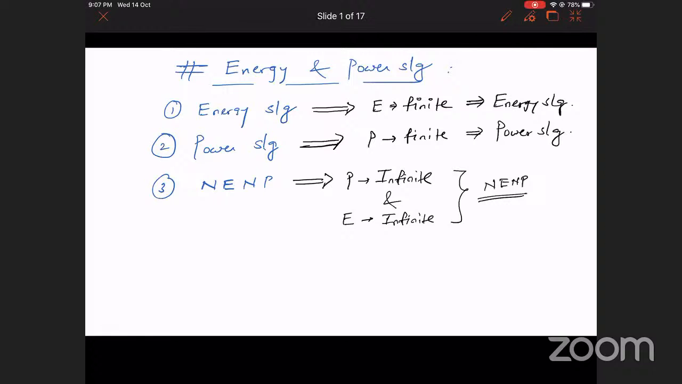So first of all, let us see how to calculate the energy. Then we will see how to calculate the power. And after that, we will start with the problems where we will try to identify whether the given signal is an energy signal, a power signal, or the third category, that is neither energy nor power signal. So let us begin with the calculation of energy.